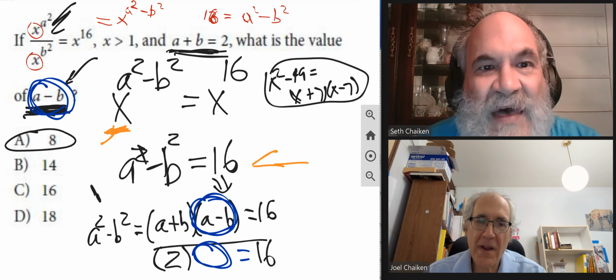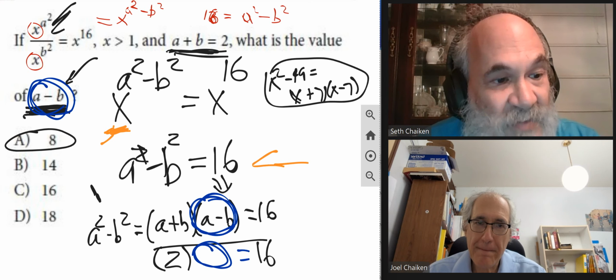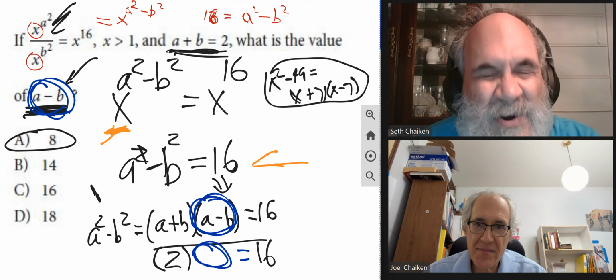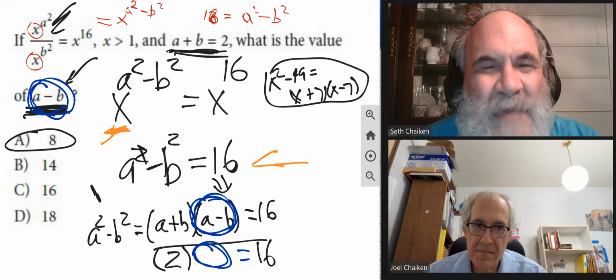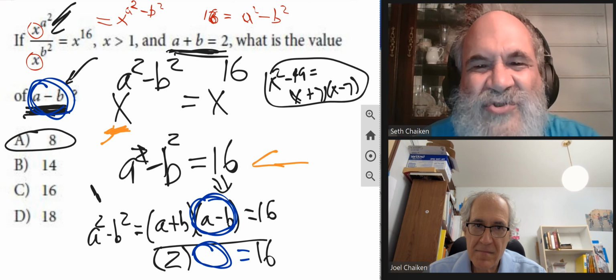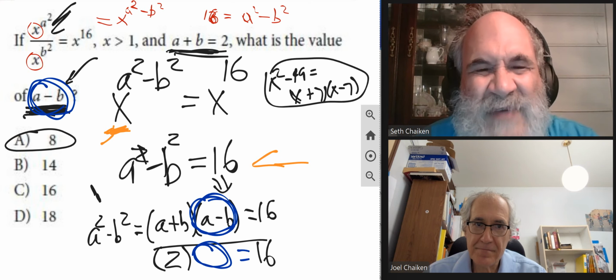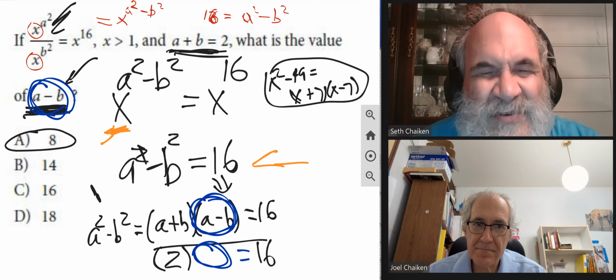At that point, the question is testing how well you remembered one of the little menu of facts that they teach in school about factoring. The standard way of factoring the difference of 2 squares.